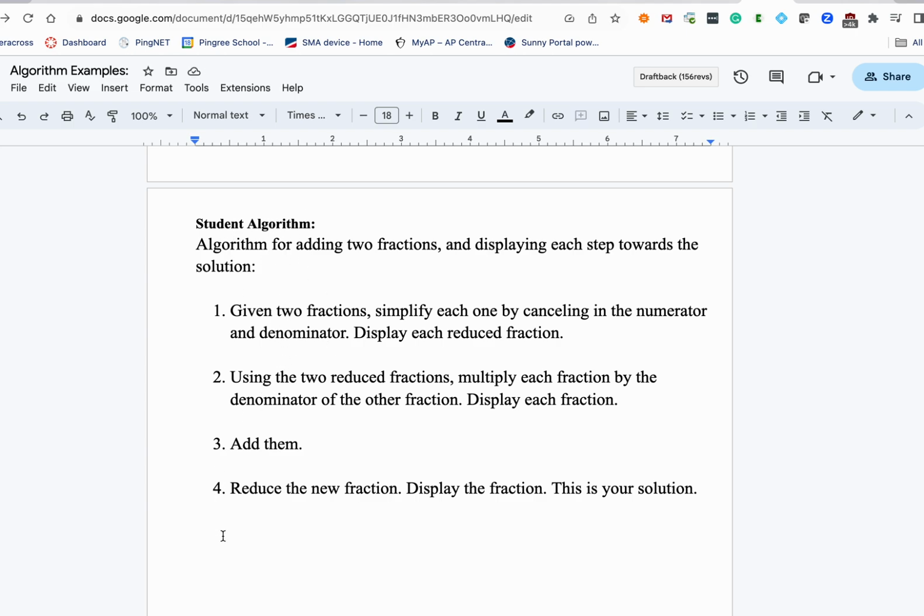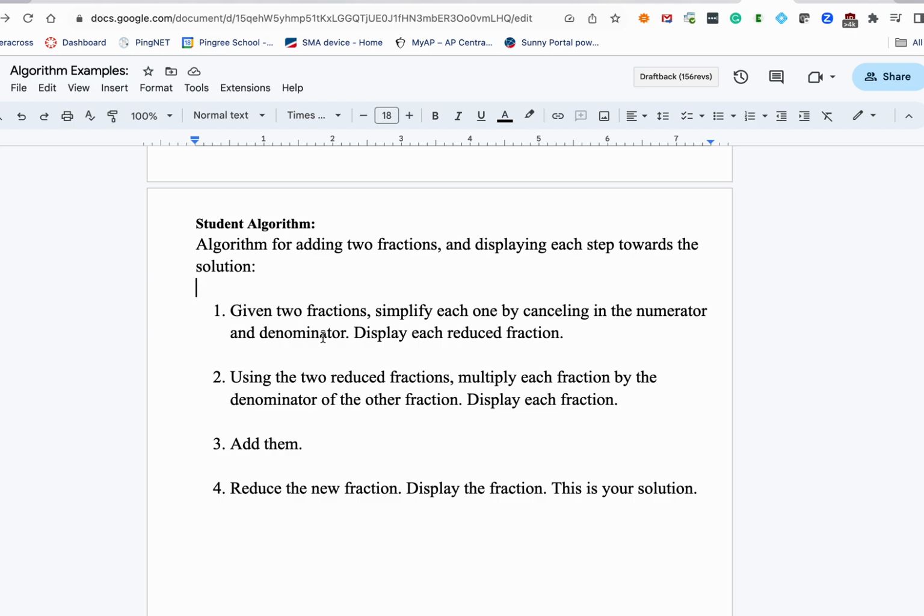Again, pause, look at the screen, make corrections, see how you would do it if you were given this as a test or assessment question. Okay, you're back. Well, I'm looking at this and I read it. It says, given two fractions, simplify each one by canceling in the numerator and denominator. So I think I understand what this student is saying, but that's not specific enough. I could cancel a 10 in one and a 3 in another. I need to be a little bit more careful about how I word that.